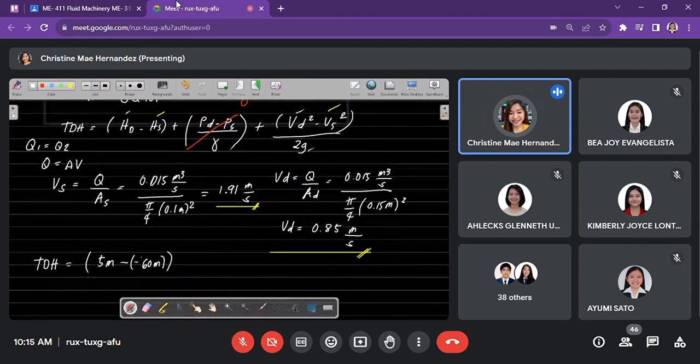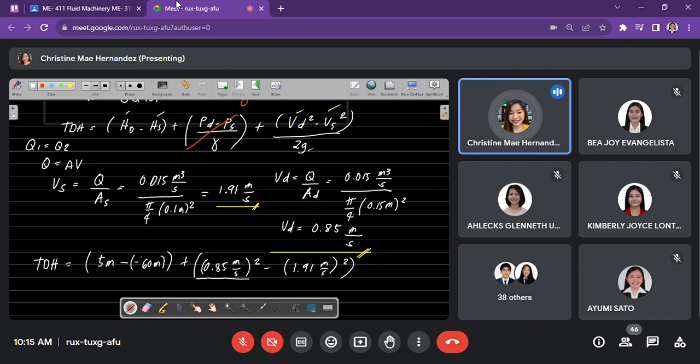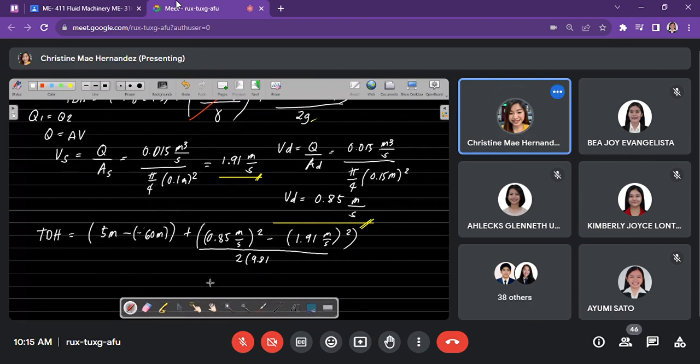Plus, yung ating velocity head, 0.85 meters per second squared minus yung ating velocity at the suction head. Yun yung kinompute natin kanina. So, siya ay 1.91 meters per second squared, over 2 times gravitational acceleration na 9.81 meters per second squared.